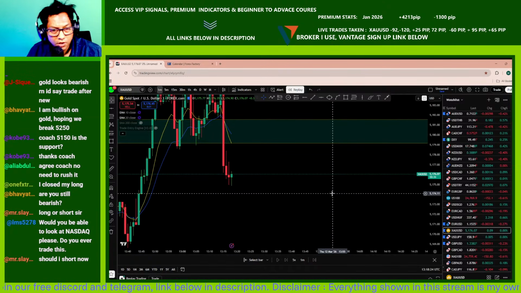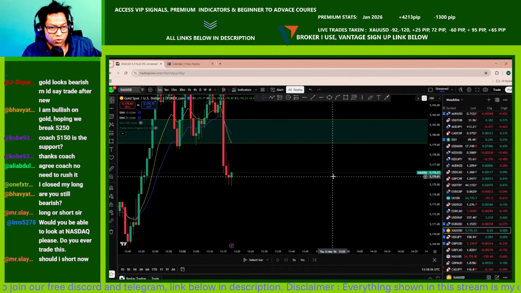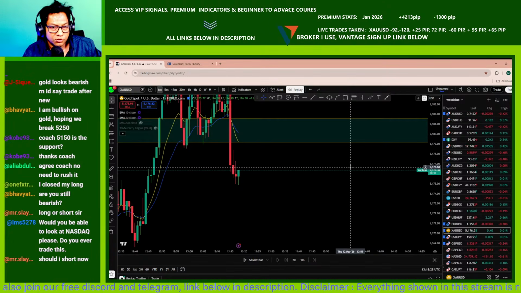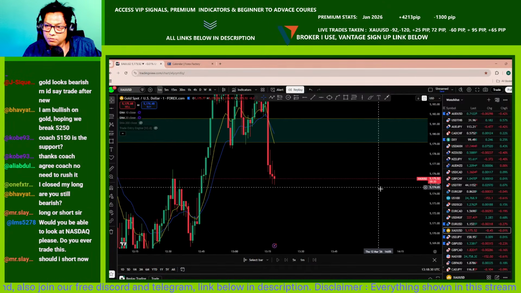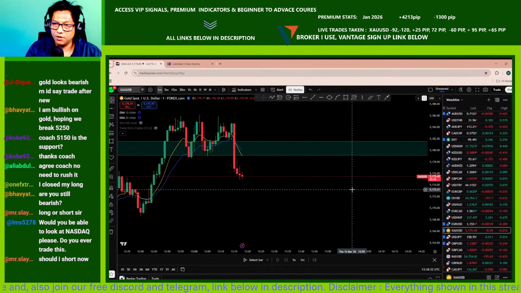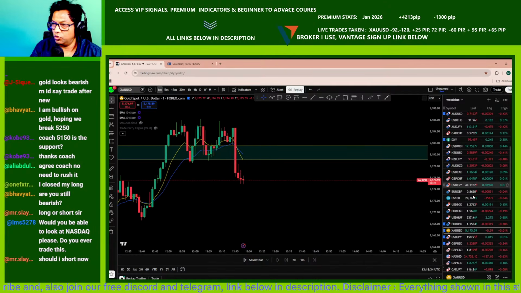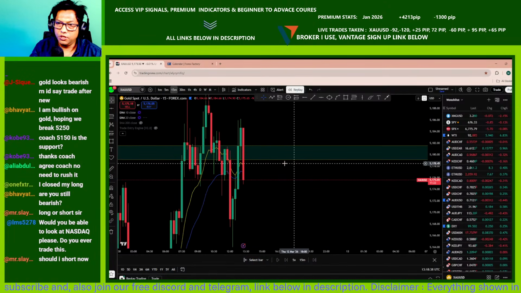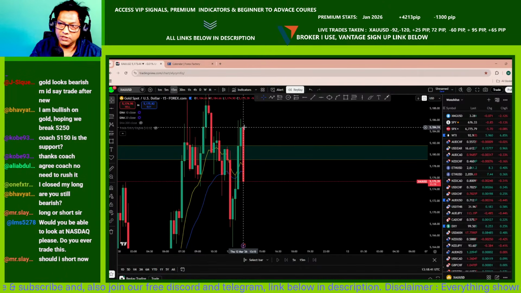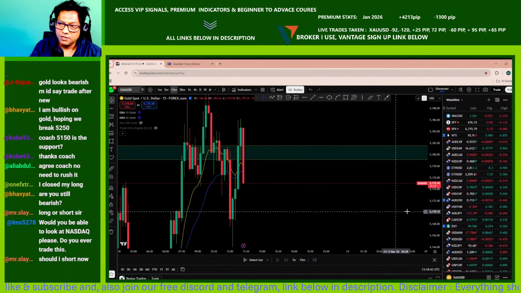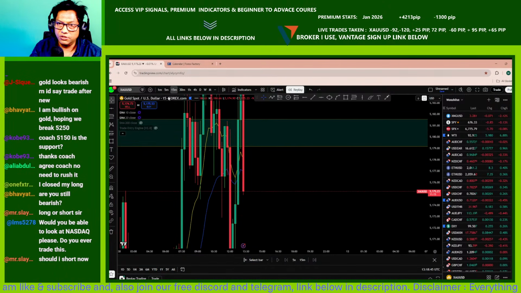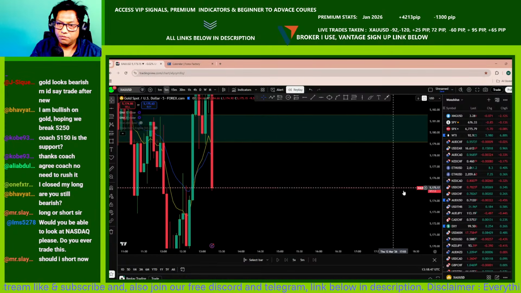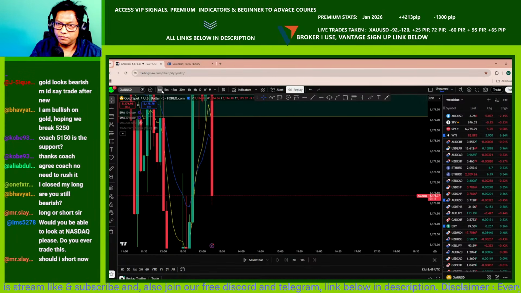Would you be able to look at NASDAQ? And do you ever trade this? Should I? Yeah, I will be able to look at that. Absolutely. We do look at multiple currency pairs. Here we see that at the moment of this level, you can see the market had a significant rejection of this level.